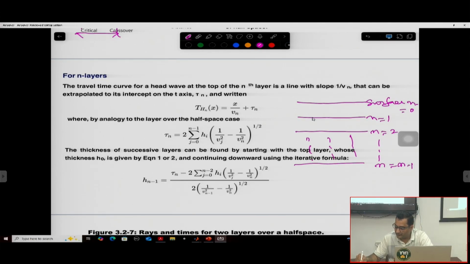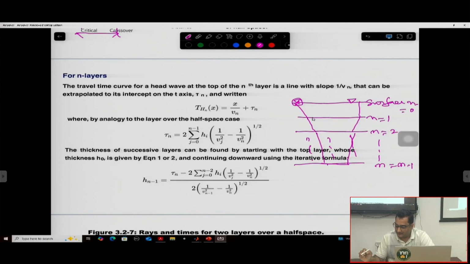There is a source here, and here you have a receiver, and source energy will go down, then refract, then again refract maybe, and then head wave will appear and then go back and then be recorded at the receiver. Head wave will appear at each of the interfaces. I have just given you the idea that it is happening like that.